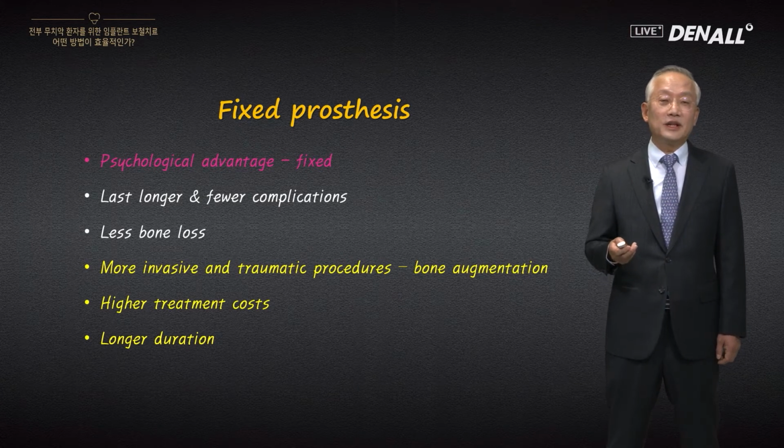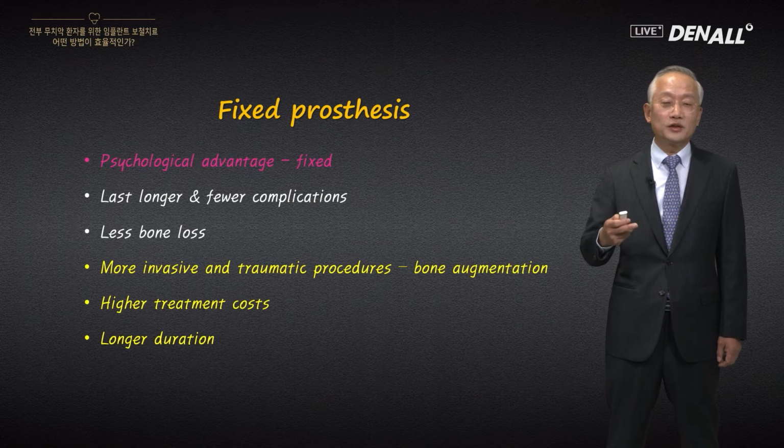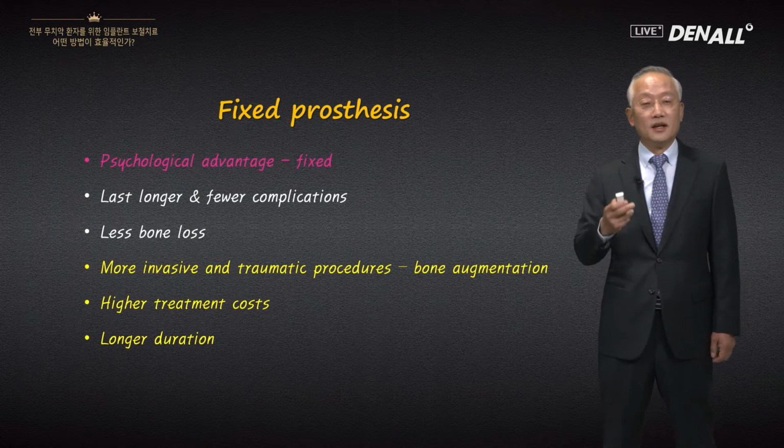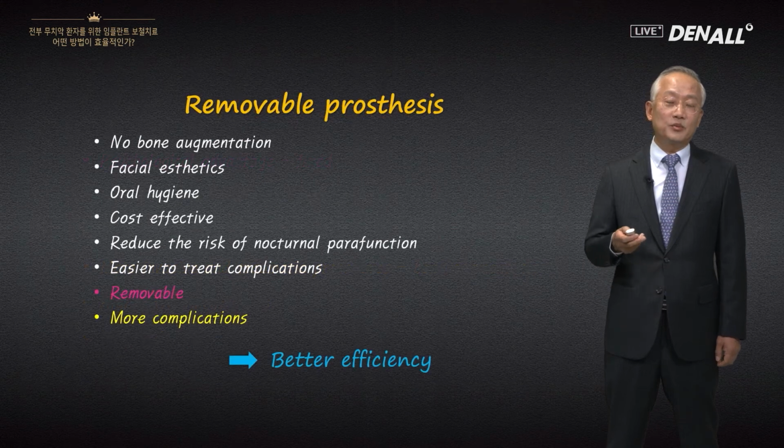For fixed prosthesis, the biggest advantage is that it is fixed. In general, patients prefer fixed restorations. There are many shortfalls and challenges associated with it, such as anatomical difficulties, and multiple surgeries may be required, and it can be quite expensive. Additionally, treatment time is quite significant. Despite all that, some patients still prefer fixed.